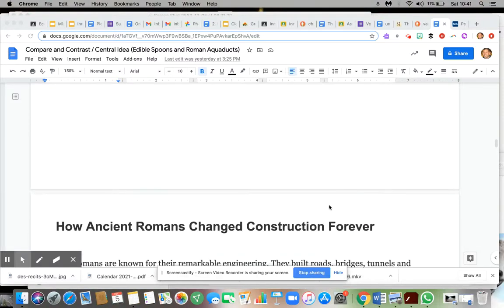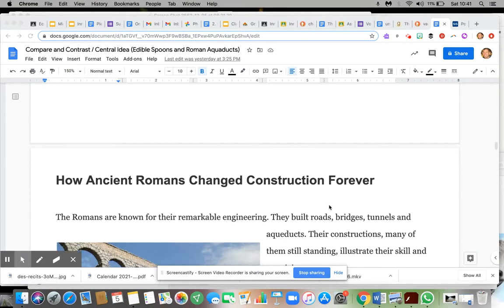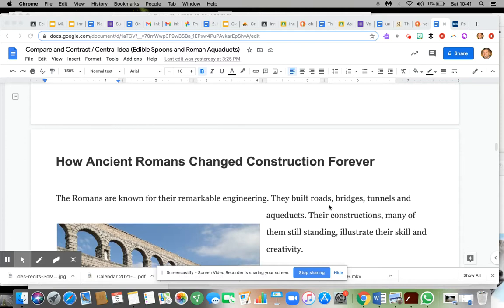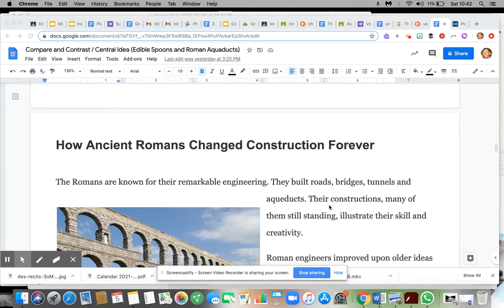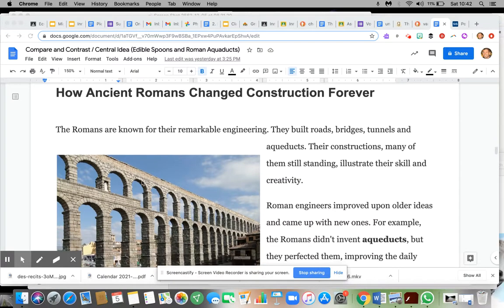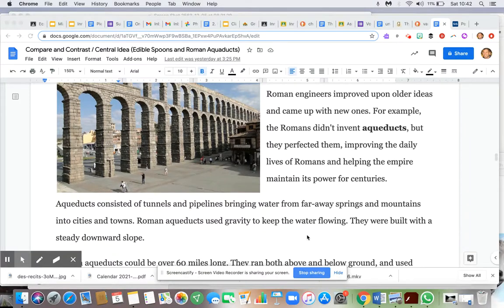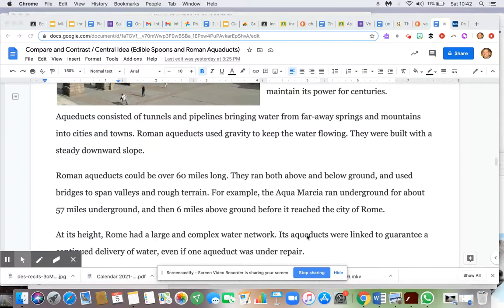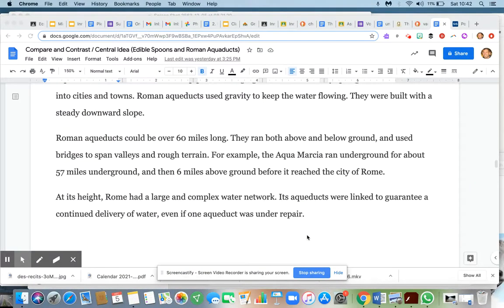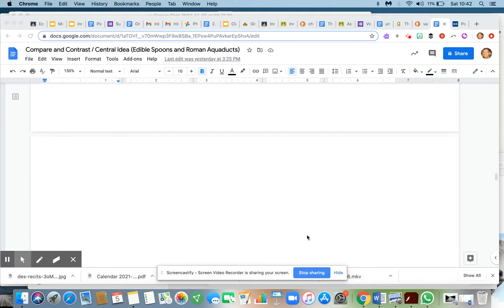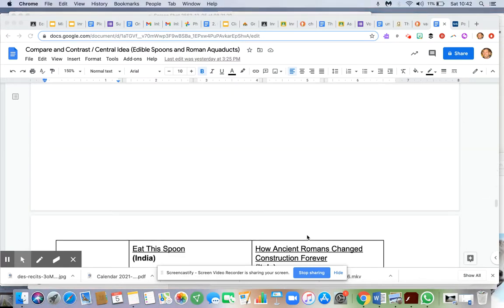And then the second article is how ancient Romans changed construction forever. And if you've been to Italy, you likely have seen these, or possibly in other places of Europe. So these aqueducts that were used to transport water. So you'll read this again independently and fully understand it, maybe rereading parts if you have to. And then beneath this are some questions.